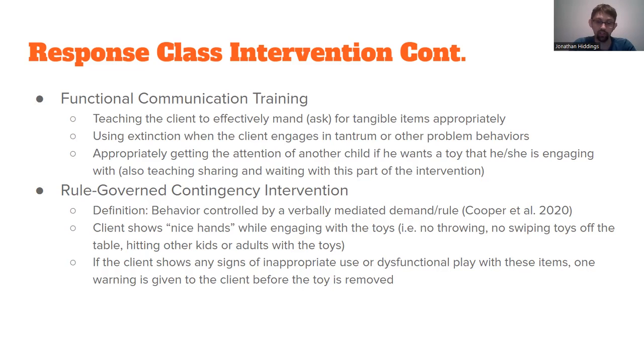So the rule-governed contingency intervention is added on top. As Cooper says, rule-governed contingency intervention is behavior controlled by a verbally mediated demand or rule. Since he engages in hitting, the client will show nice hands while engaging with the toys. So no throwing, no swiping the toys off the table, and no hitting other kids or adults with those toys that he throws or strikes them with. If the client shows any signs of inappropriate use or dysfunctional play with these items, one warning is given to the client before the toy is removed. And so we're teaching him that strategy as well.